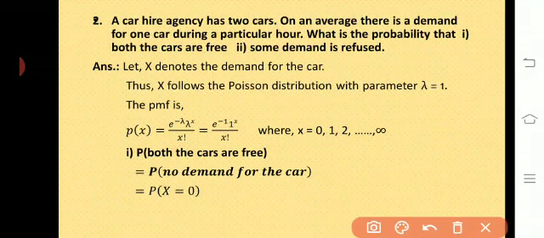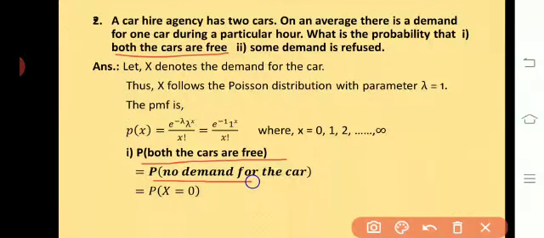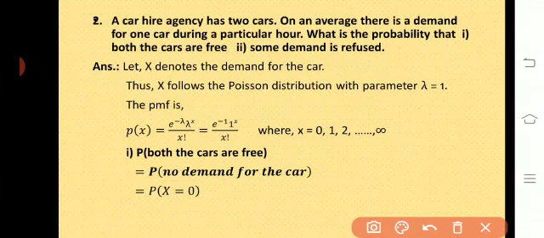Then we will solve the first sub question, that is, both the cars are free. That is probability of both the cars are free. Both the cars are free means there is no demand for the car. That is probability of no demand for the car. No demand for the car means probability of x equal to 0. Now we have to put x equal to 0 in this PMF. We will get the required answer.